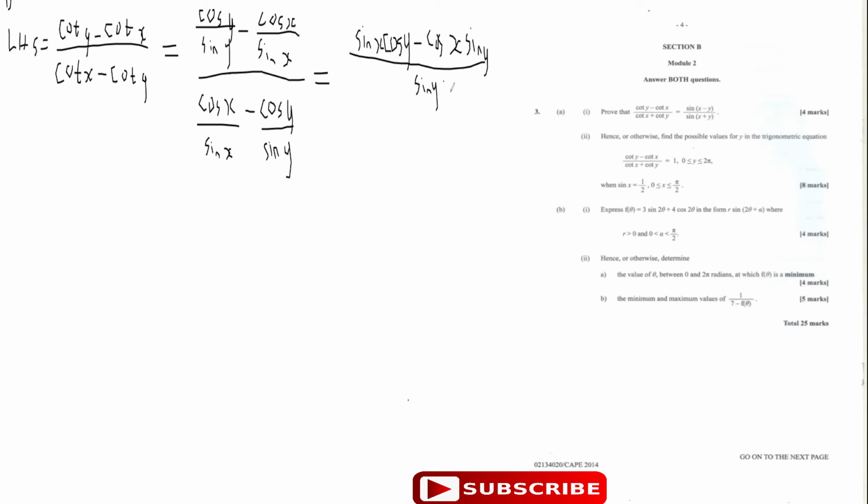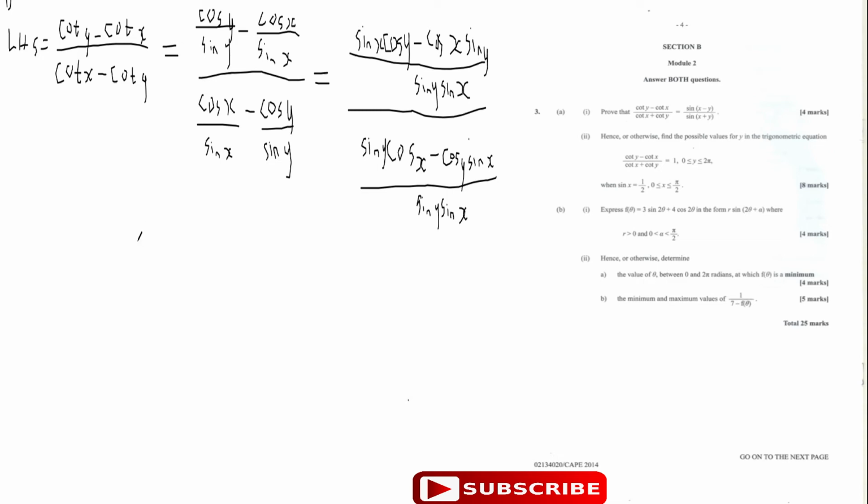Now, since this is what we're dividing by, we join this as one fraction again, cross multiplying: sine y cos x minus cos y sine x, divided by sine y sine x. All right, nice and easy. So what do I do now?